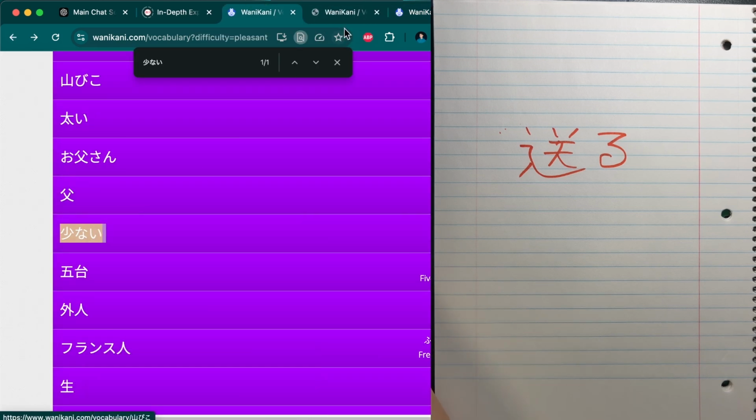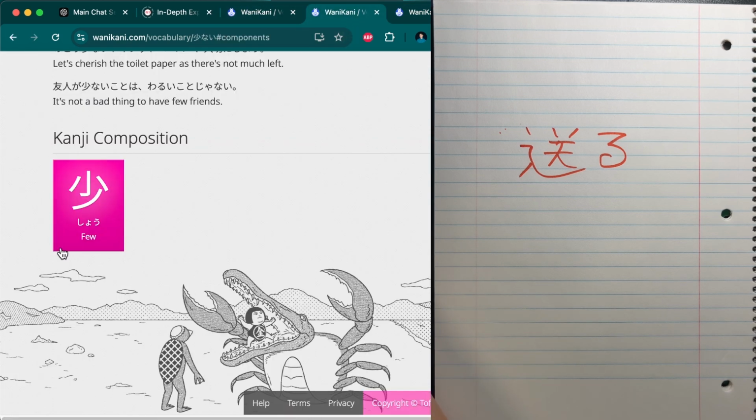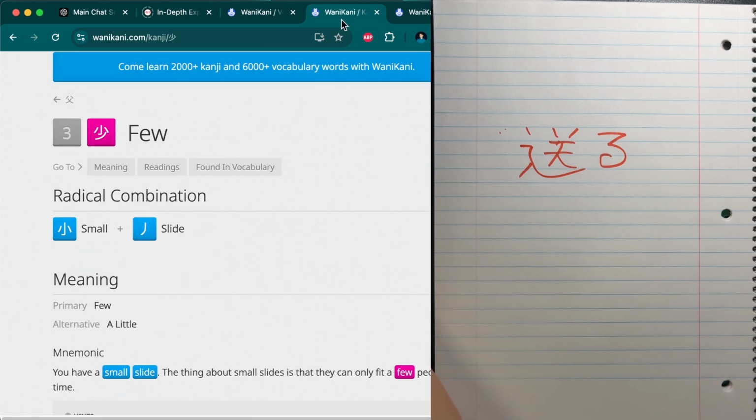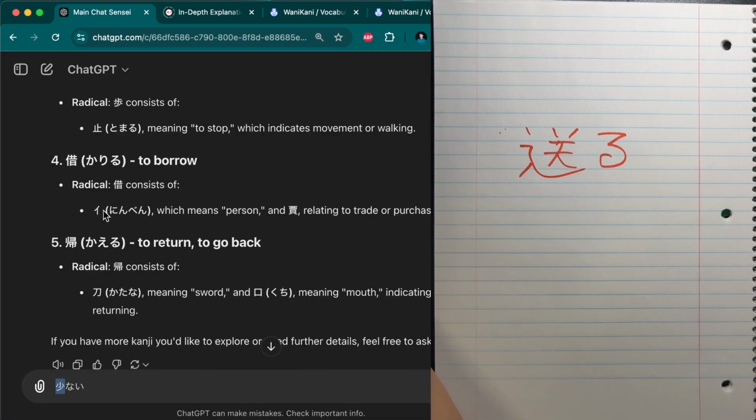Few, that's a better way to describe it. Few for the kanji composition. Just small and slide, of course that makes sense. Okay, I'll just do a test at the end.